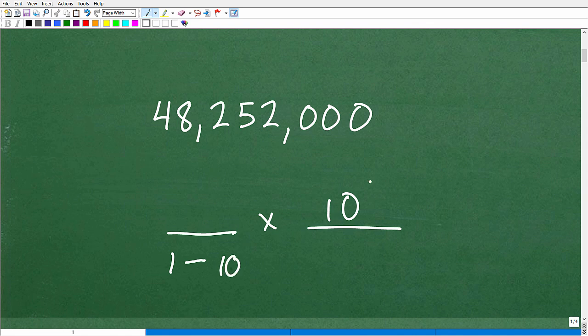And then we're going to multiply by 10 to some power. So we're going to have to rewrite this number into this format. How do we do that? Well, first things first, we have to identify where the decimal point is on this number. Where is the decimal point at? Well, hopefully you said it's right there. Yes, and you would be correct.